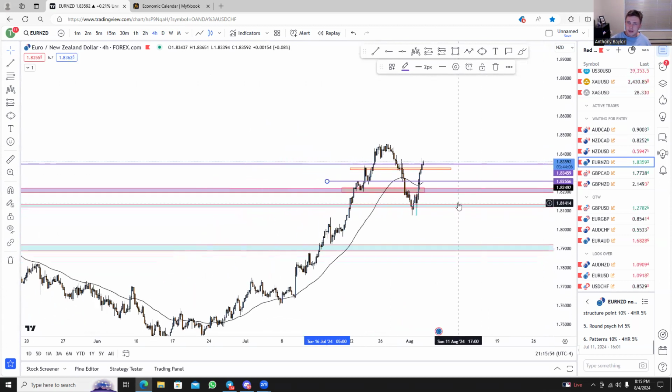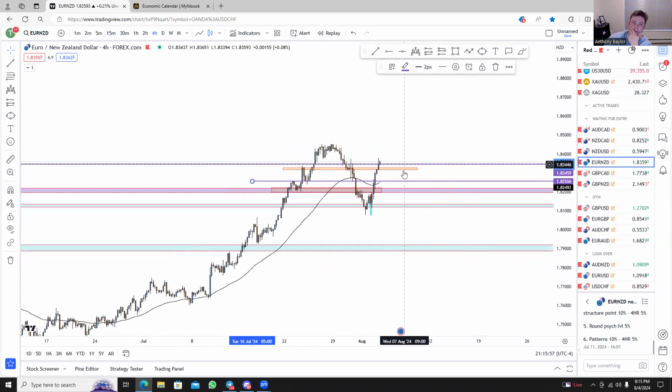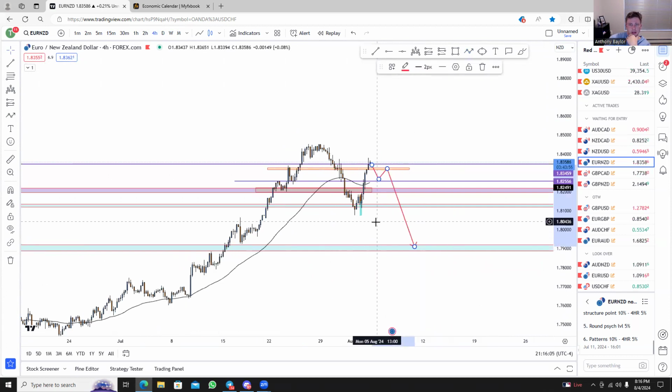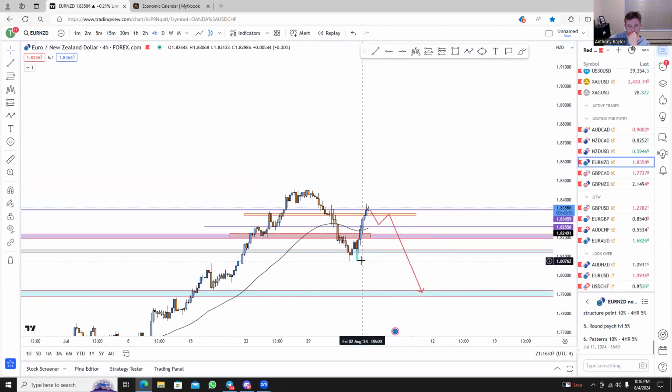This one's Euro NZD. This one's kind of ugly. What I really want to see is it come back below this, retest this 4 hour, and then you may come down. That's what I'm looking for.